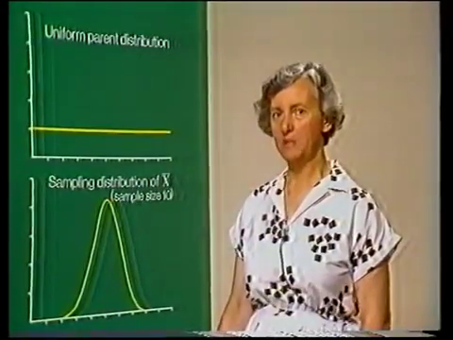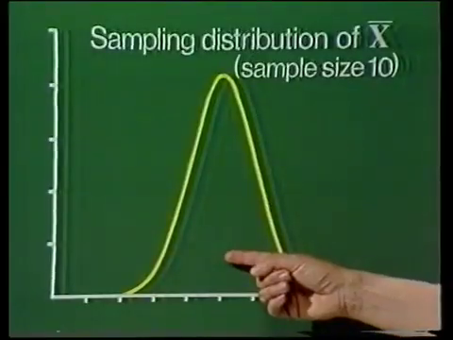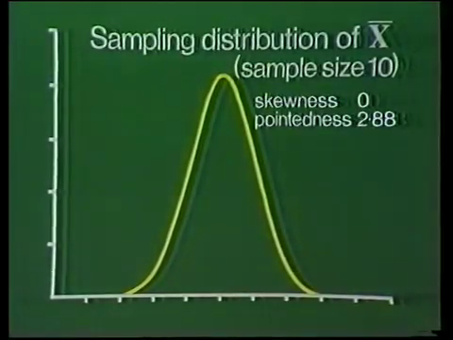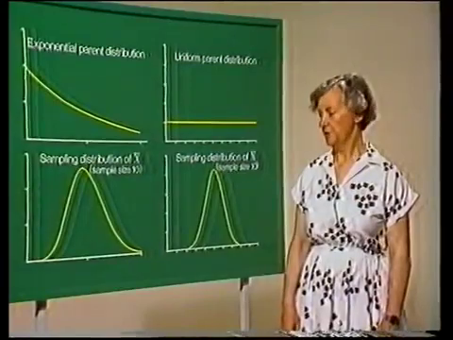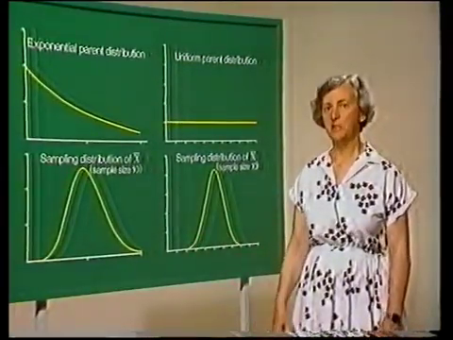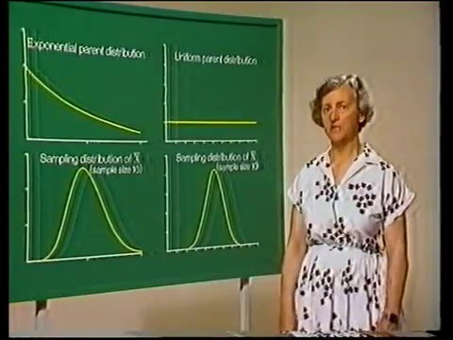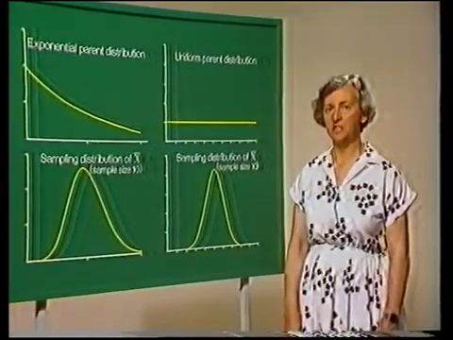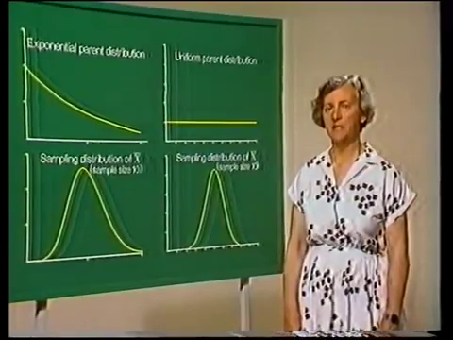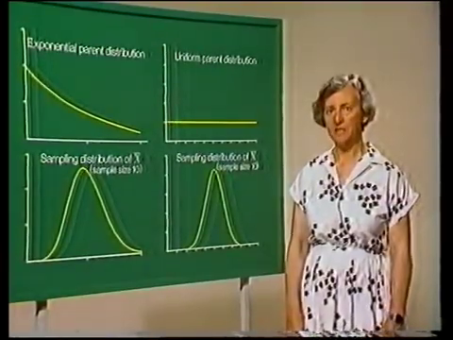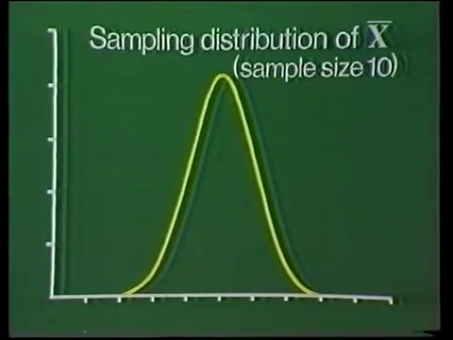Again, we can compare the sampling distribution for n equals 10 with a normal distribution. The skewness is 0, and the coefficient of pointedness is 2.88, very close to the value 3 for a normal distribution. So, for two theoretical distributions, we've seen that the sampling distribution of x bar becomes more concentrated around the population mean as the sample size gets larger. We'd certainly expect that to happen, but what's much more striking is that the shape of the sampling distribution gets closer to that of a normal distribution. And that's no coincidence. We've been demonstrating one of the most famous theorems in statistics, the central limit theorem.